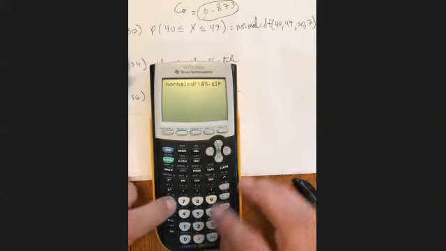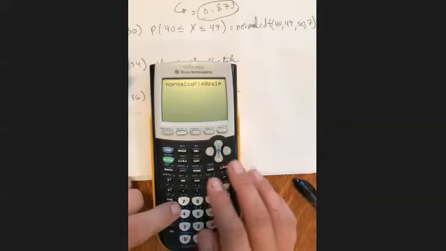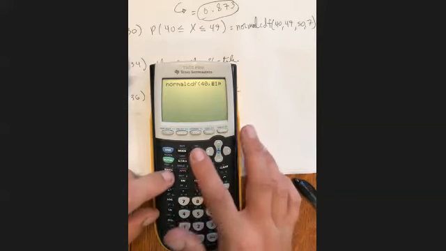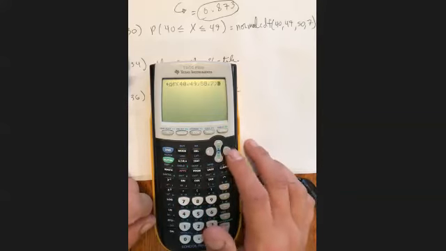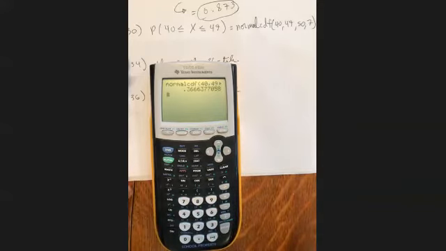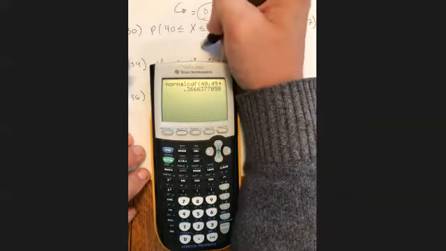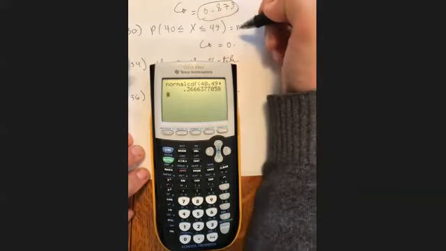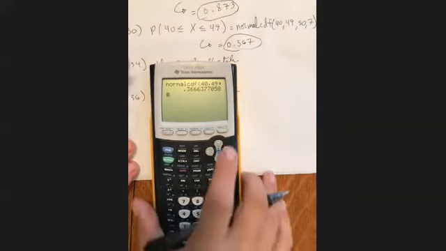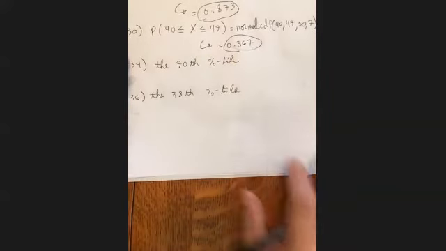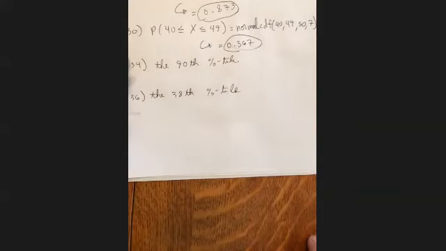So normal CDF, lower bound 40, upper bound 49, mean 50, standard deviation 7. Hit enter, and we get an answer of 0.367. All right, so that really covers all the ways that you can use the normal CDF function to compute probabilities.